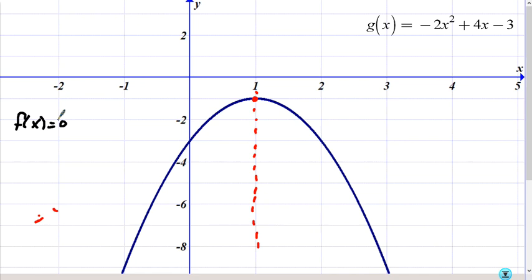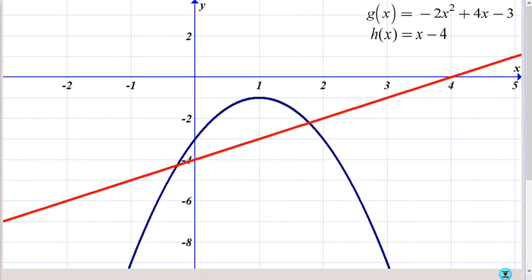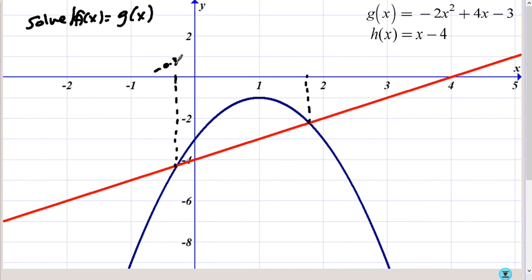But even then, a graph such as this one can still be used in conjunction with another graph. For example, how about solving h of x equals g of x, where g of x is our quadratic and h of x is a straight line given by x minus 4. We only need to look at the points of intersection. And this looks something like negative 0.3, and this looks like something like 1.7, more or less.